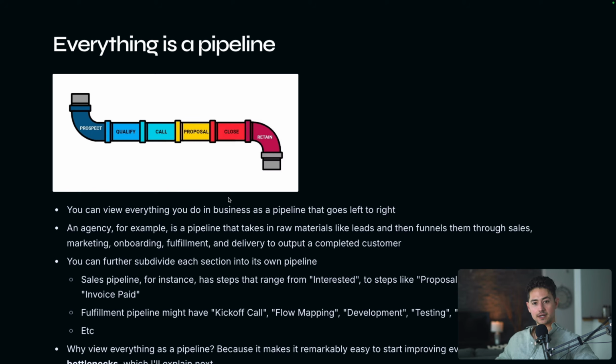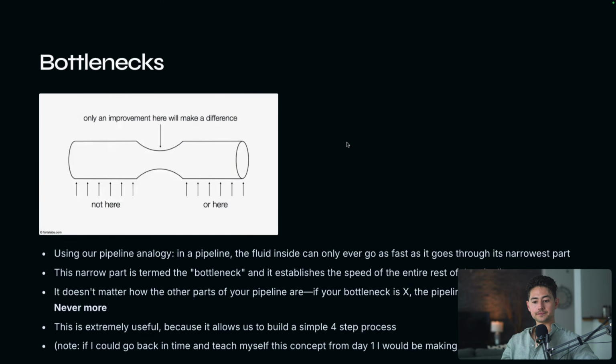The big question that I receive often is, why do you view everything as a pipeline? And the reason why is because it makes it remarkably easy to start improving every single step using bottleneck thinking, which I explained and referenced in the title of the video, and I'm going to talk about a little bit more next. But before you proceed, just make sure you understand that concept of pipeline. Close your eyes and try to visualize whatever your business is as a pipeline that goes from left to right, and it'll help the future parts of this presentation a lot more.